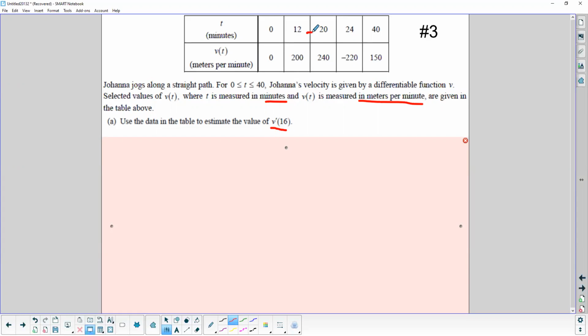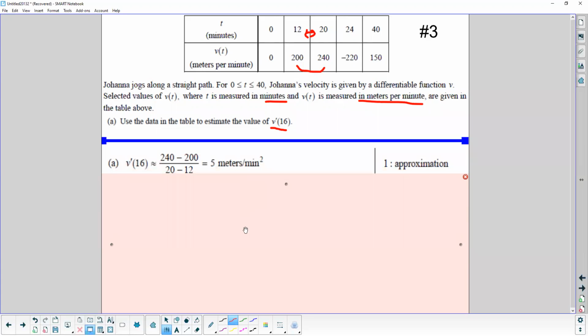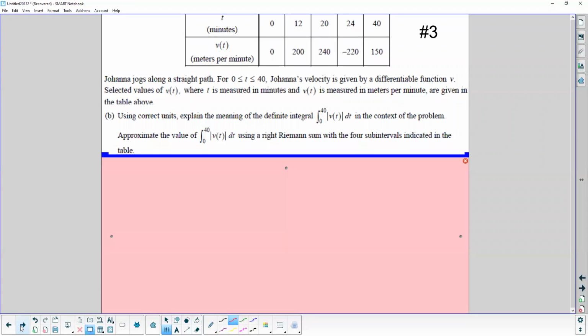Since 16 is smack dab in the middle between 20 and 12, all you have to do is use this interval right here to estimate its slope, and that's what v prime is if this is a table of v. So this is only worth 1 point, so all you need to do is have a correct answer. You can have this answer right here, or you can certainly simplify it out to 5 if you want to. 1 point.